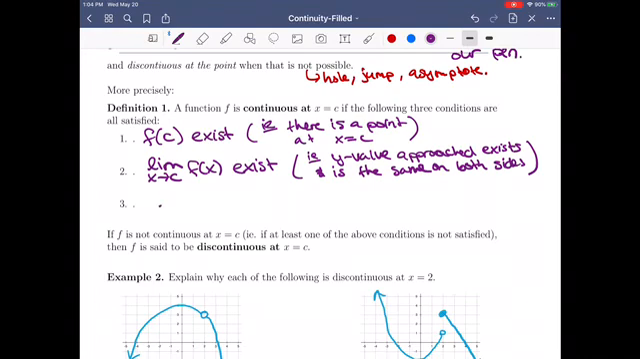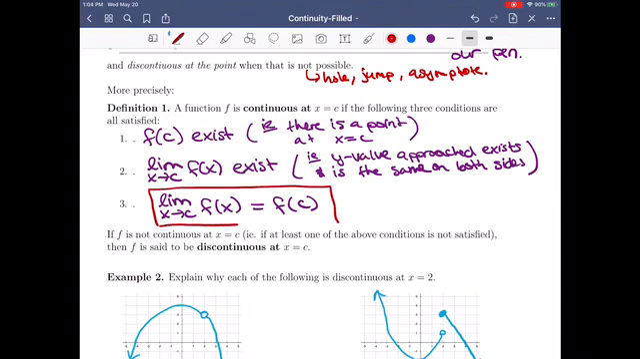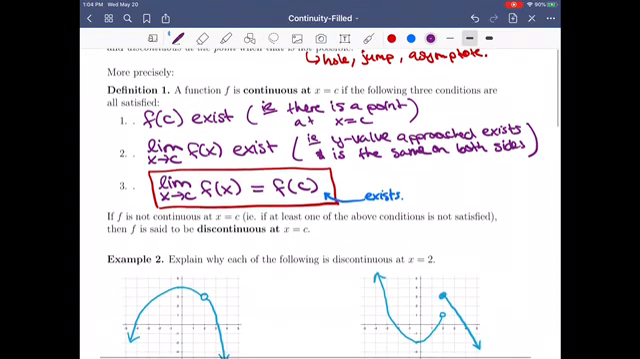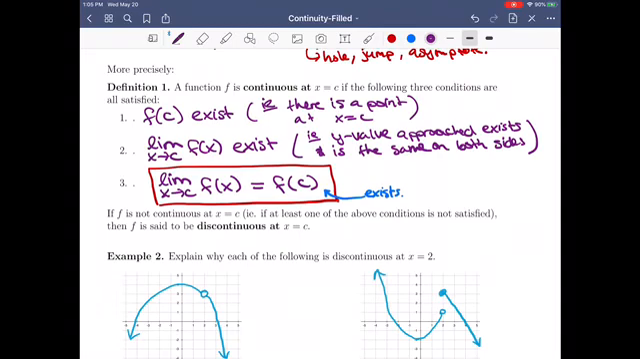And in fact, we want this y value to be f of c. So the limit as x goes to c of f of x should in fact be equal to f of c. This is kind of the most important bit. It encapsulates the other two things as well. As long as this exists, if the limit is equal to that, then obviously the limit exists as well. So if it's not continuous at x equals c, at least one of these conditions is not satisfied, which we would say it's discontinuous at c.